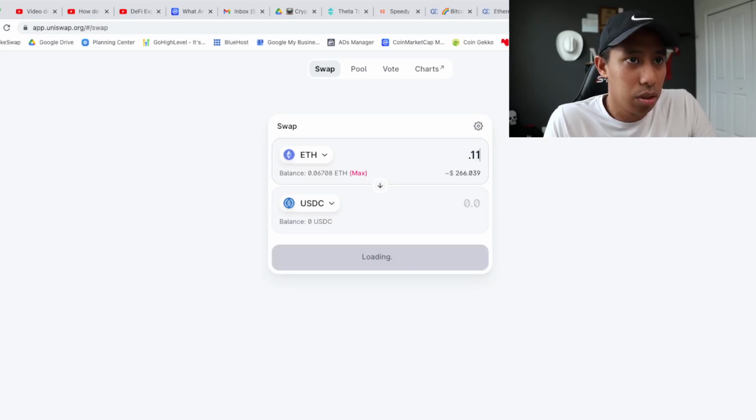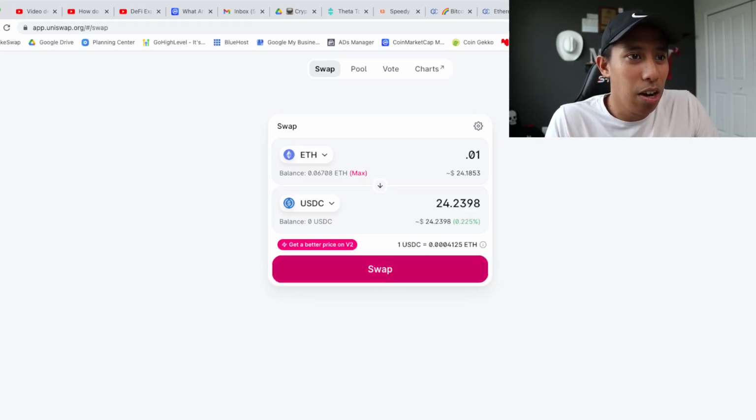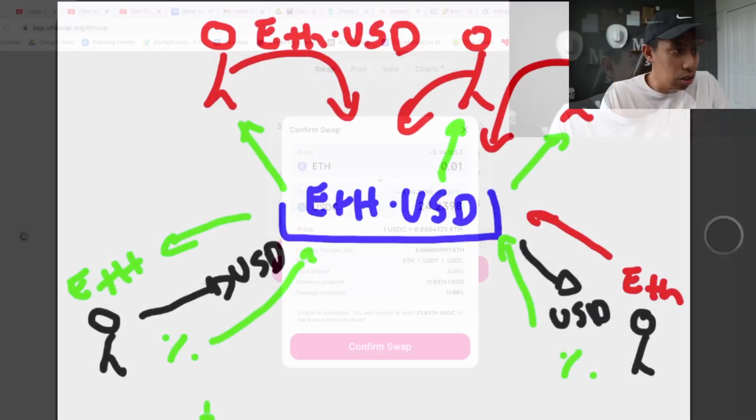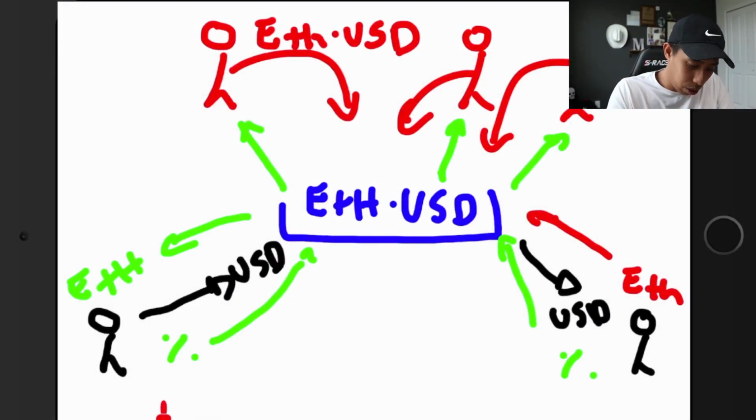So let's try 0.1. Okay, I have 0.1. Now, if I want to try to swap it, you can see here the liquidity provider fee is 0.00000 whatever 997 ETH. That is the fee I would be paying to Uniswap if I want to swap this, and they would then distribute it amongst people who are, in turn, funding this liquidity pool, these guys right here. Okay, that is how this liquidity pool works.